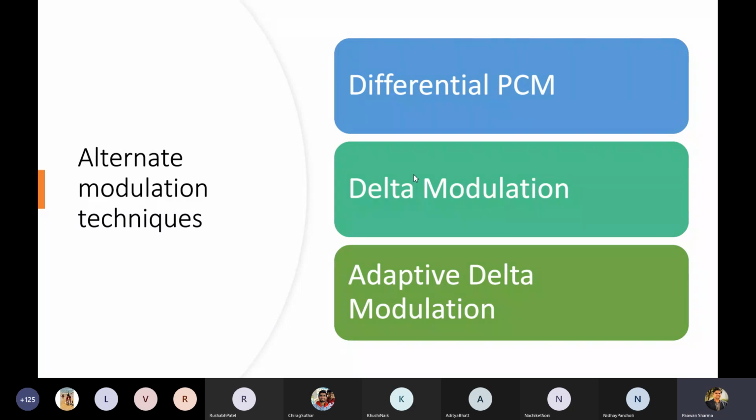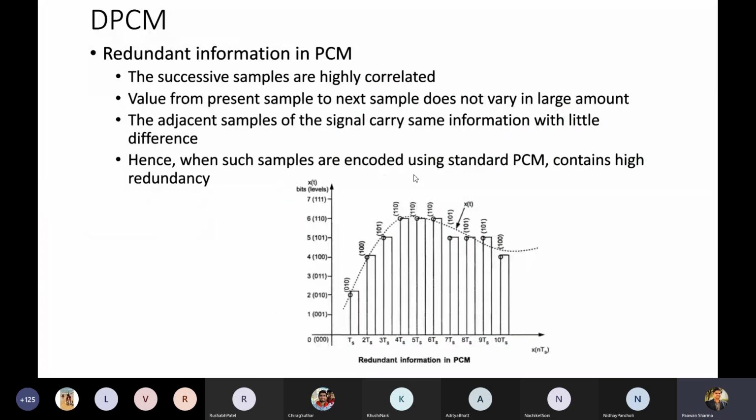Adaptive delta modulation is a variation of delta modulation where the increment or decrement in the step size is not fixed. It is not delta or minus delta, but it varies with the amount of change that has happened in the signal. So now we take differential PCM, and next is your differential PCM.